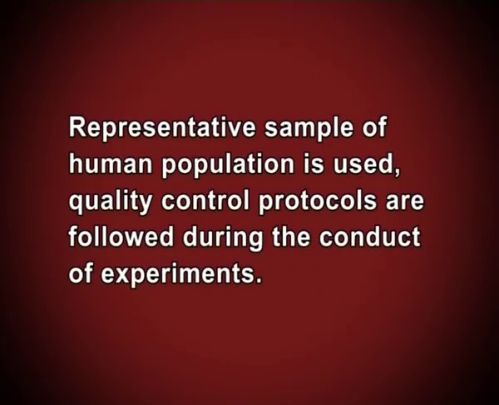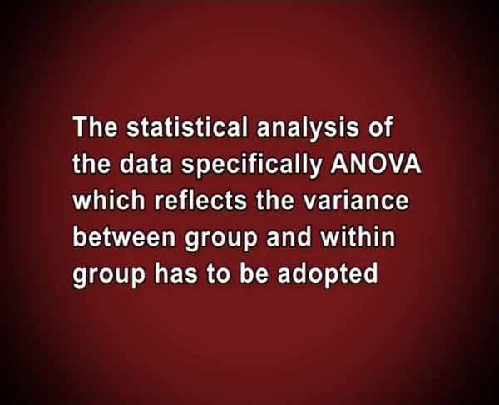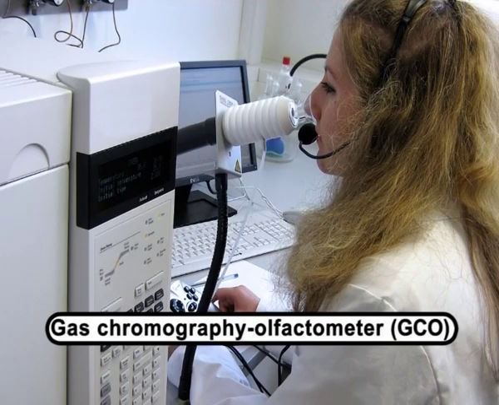Data quality is achieved when standard sampling techniques are followed, a representative sample of the human population is used, and quality control protocols are followed during the conduct of experiments. The statistical analysis of the data, specifically ANOVA, which reflects the variance between groups and within groups, has to be adopted. The other, instrument-based quantification of odor samples is studied using gas chromatography olfactometry, that is GCO.